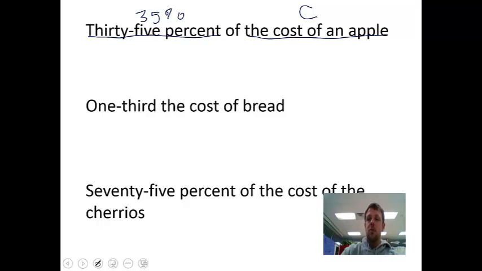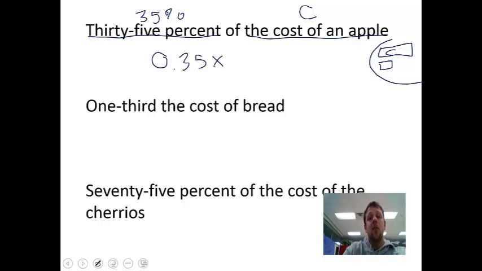And to remind you, we used to take the cost of something, and in order to find 35% of something, we would have to multiply that percentage by whatever the cost of that item was. So if I wanted to turn this into an equation, I would first need to turn this into a decimal, and then I would multiply it by the cost of something. So my final version would be 0.35c. That's how I would translate this.